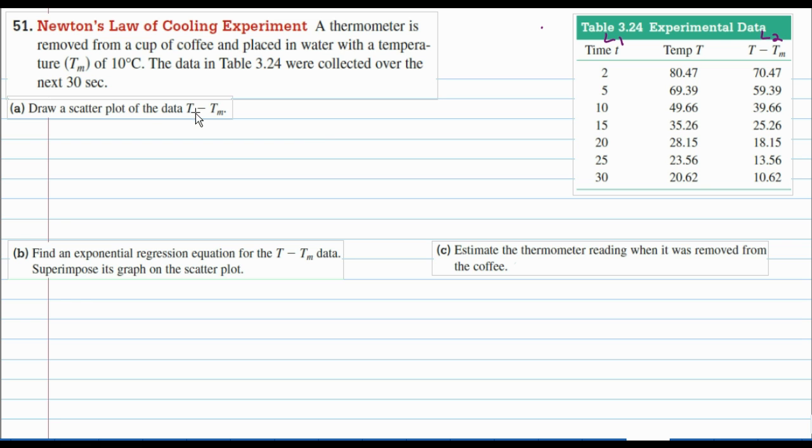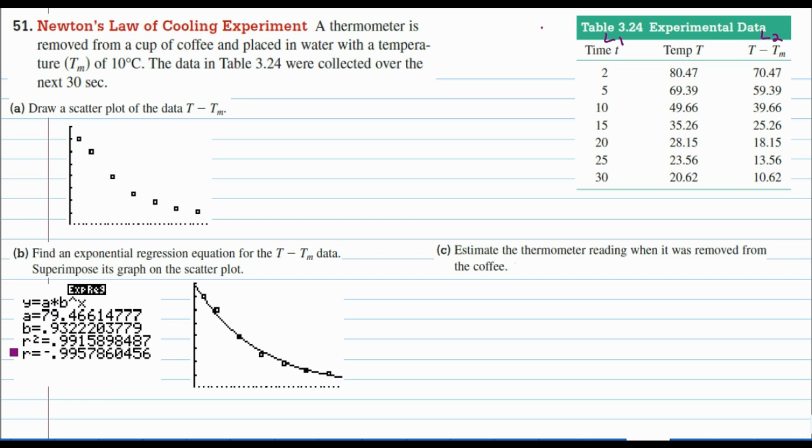So we're going to draw a scatter plot of the data T minus T sub m. So I put the time in L1 and T minus T sub m in L2, and then had a scatter plot with zoom 9. Part B, find an exponential regression equation for the T minus T sub m data. So in other words, this is our output. Superimpose its graph on the scatter plot. So after forming the exponential regression with my calculator using L1 and L2 and putting it into Y1, I can see that the regression lines up very well with the data points.